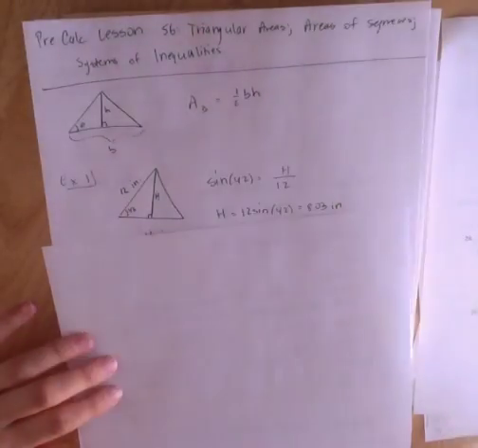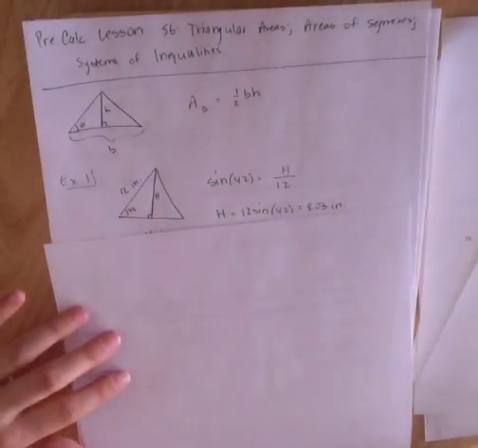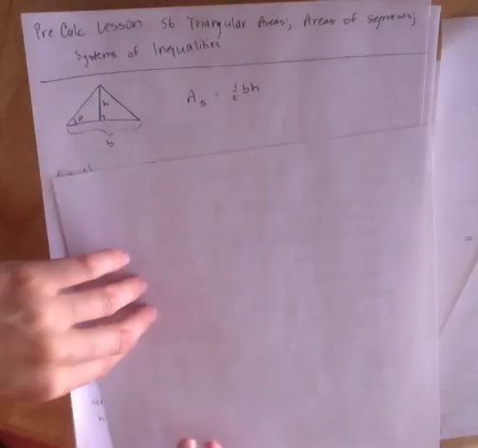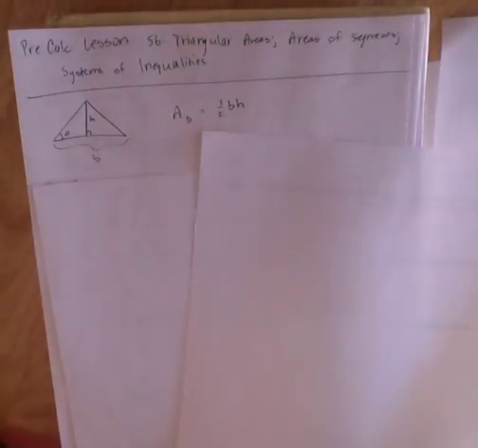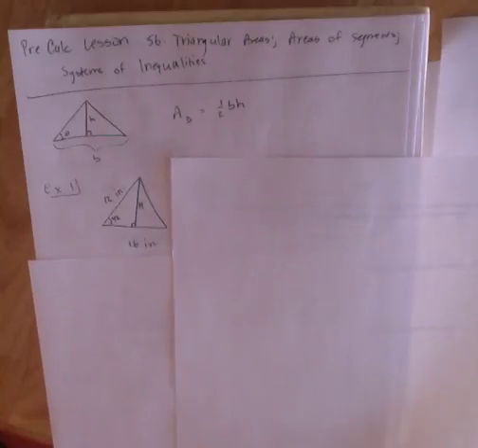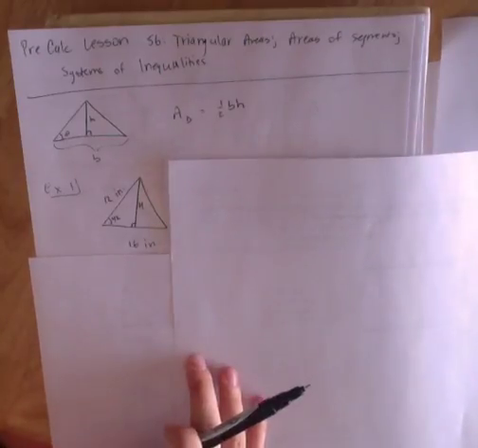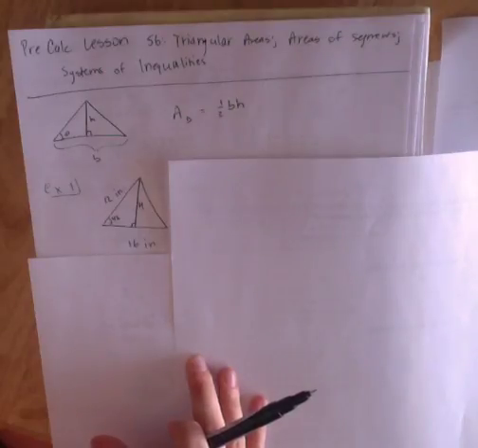Okay, so grab another piece of paper. Can't reveal all the things at once. So here is your triangle. We are given two sides, 12 and 16, and one angle, 42. We need to find the height. We're trying to find the area of this triangle.